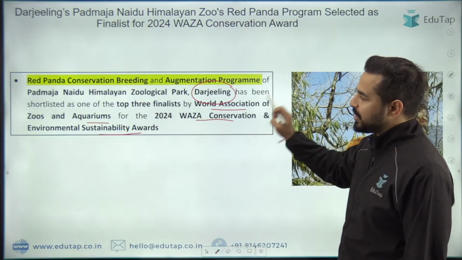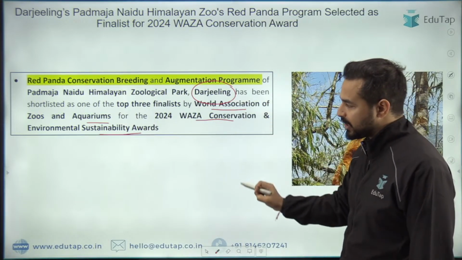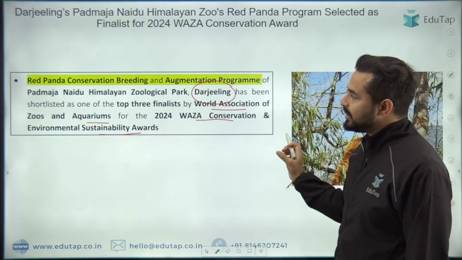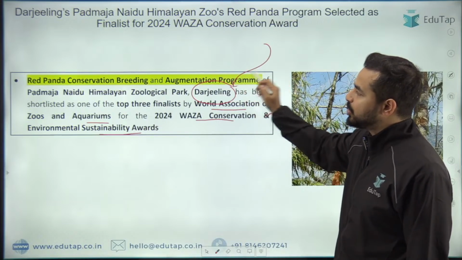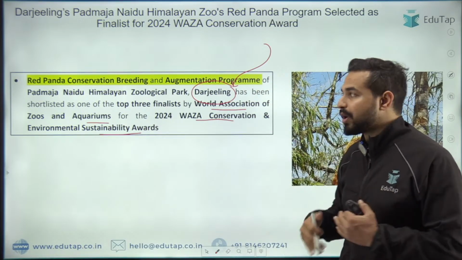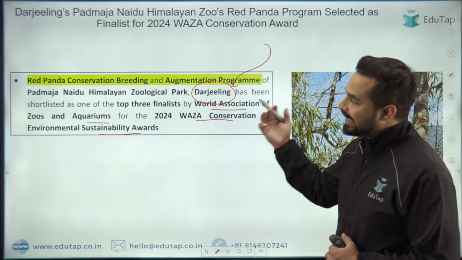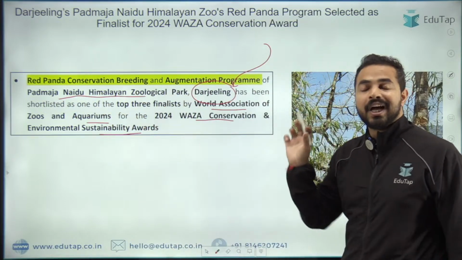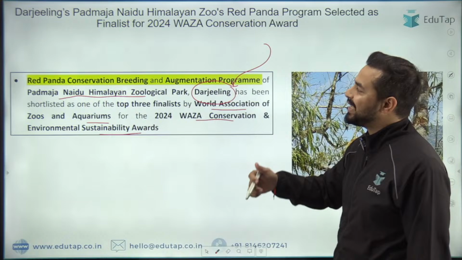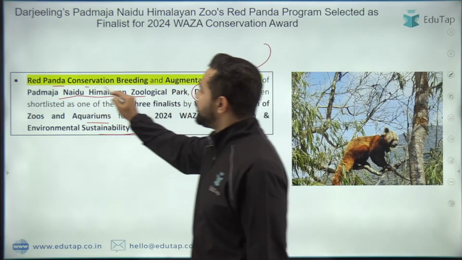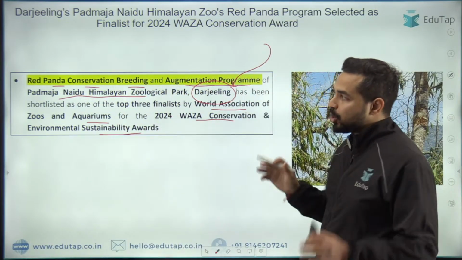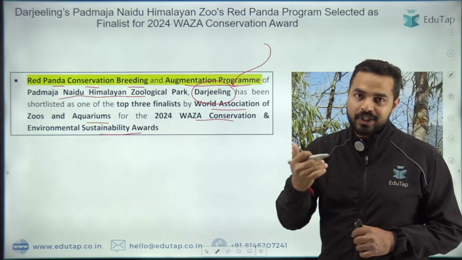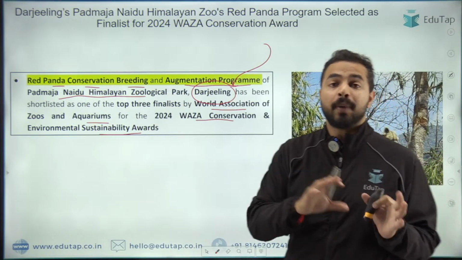तो WAZA Conservation and Environment Sustainability Award के लिए कौन सी जगह पर वो पार्टिकुलर जू लोकेटेड है जिसके प्रोग्राम को यहाँ पर शॉर्टलिस्ट किया गया है, that is Padmaja Naidu Himalayan Zoological Park. और इसका प्रोग्राम का क्या नाम है which has been shortlisted? That is Red Panda Conservation Breeding and Augmentation Program. तो रेड पांडा कंजर्वेशन ब्रीडिंग और ऑगमेंटेशन प्रोग्राम को सिलेक्ट किया गया है as a top 3 finalist.